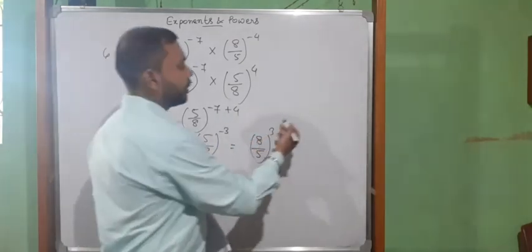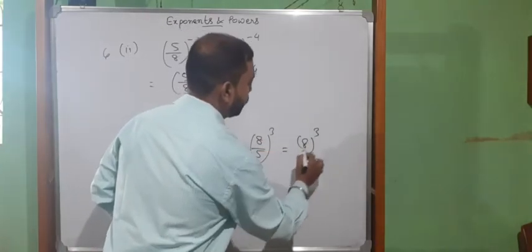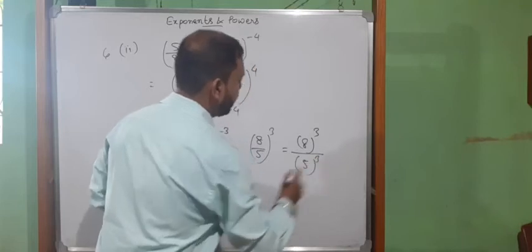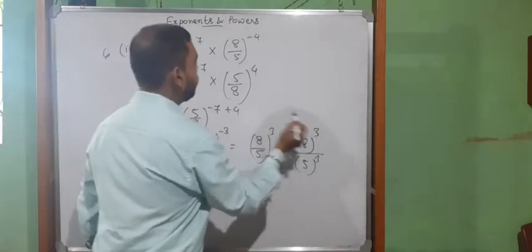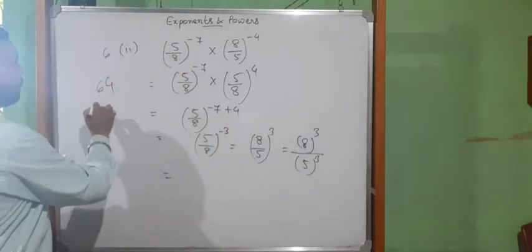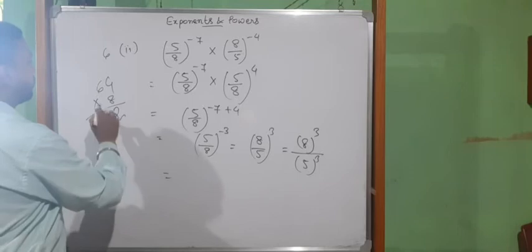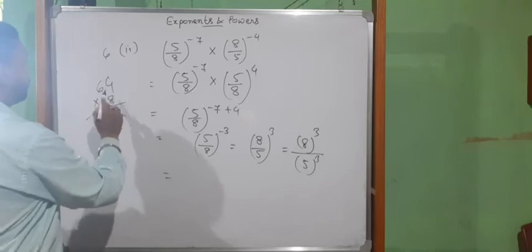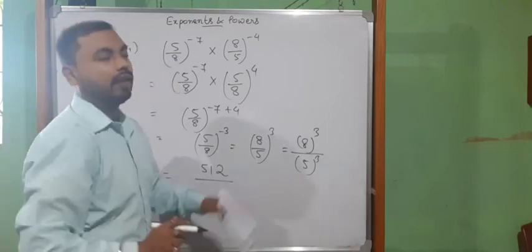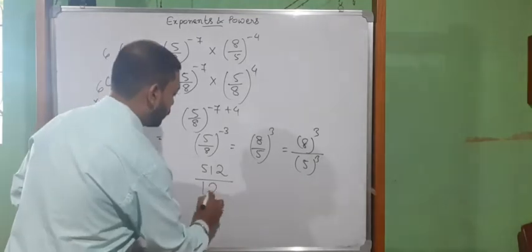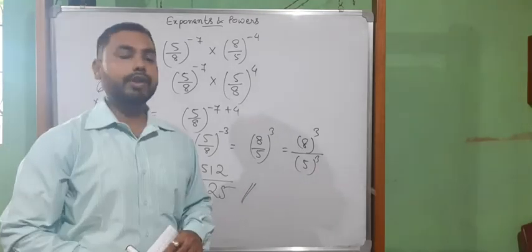8 cube means what? We can write this expression like this: 8 raised to the power 3 and 5 raised to the power 3. We can split, and what will be my final answer? So 8 into 8 is 64, 64 into 8 is 512. And 5 into 5 is 25, 25 into 5 is 125. So our answer will be 512 divided by 125.